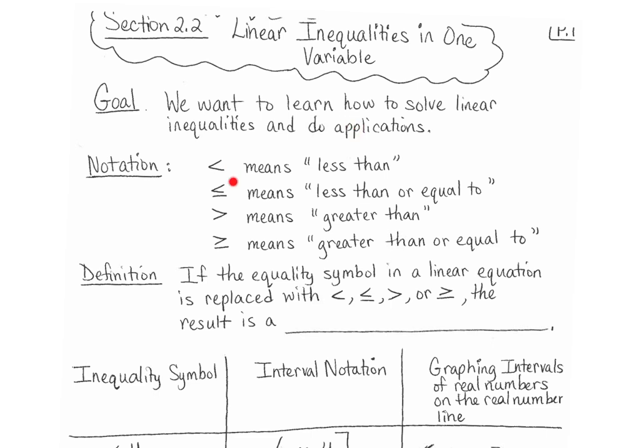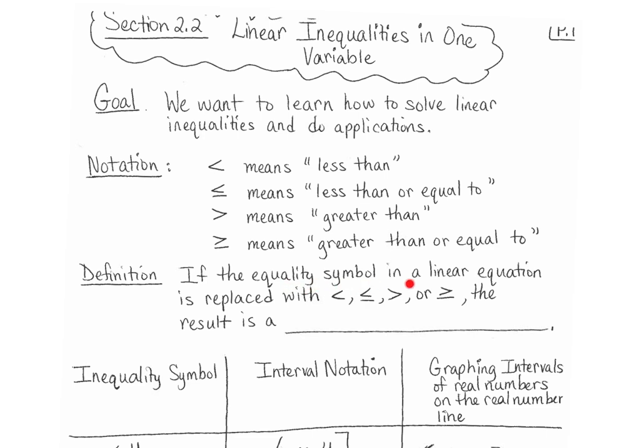We want to make sure we understand notation. This symbol means less than. Whenever you have that symbol and put a line under it, that means it's less than or equal to. This means greater than. This means greater than or equal to. Now let's start with a definition.